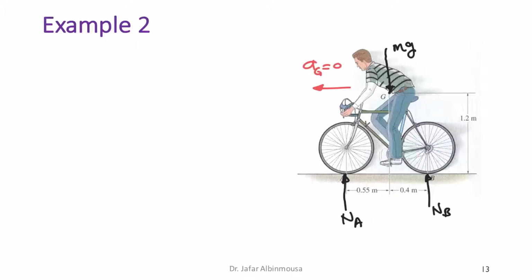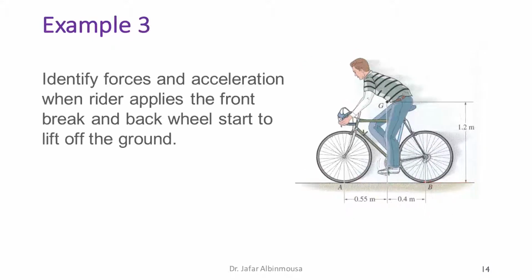Now the only force that remains is the friction force. Since we know that as the bike is moving forward, the wheel is moving in this direction, so at this instant the friction force is going to go in the opposite direction of the motion, which is mu_k N_B.